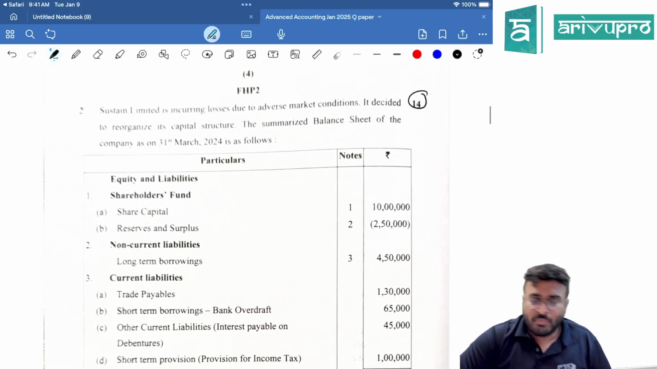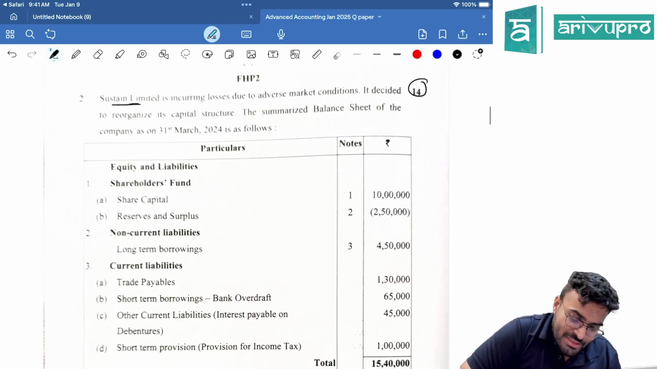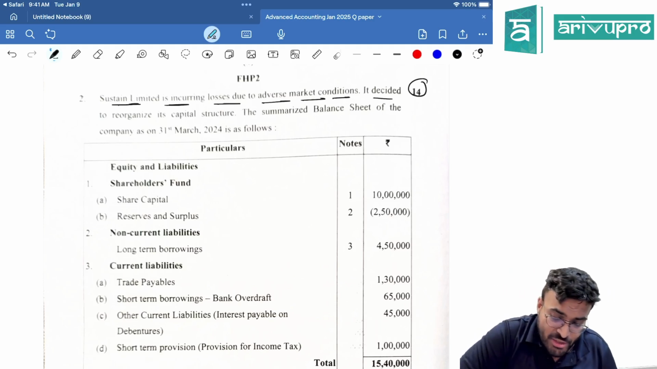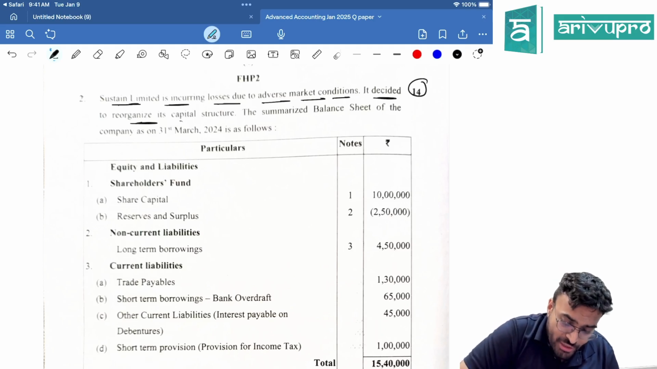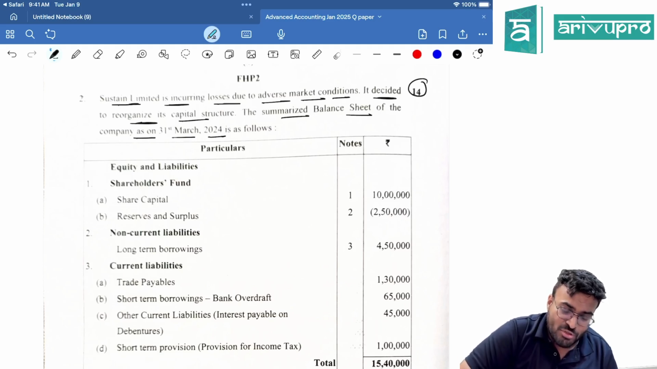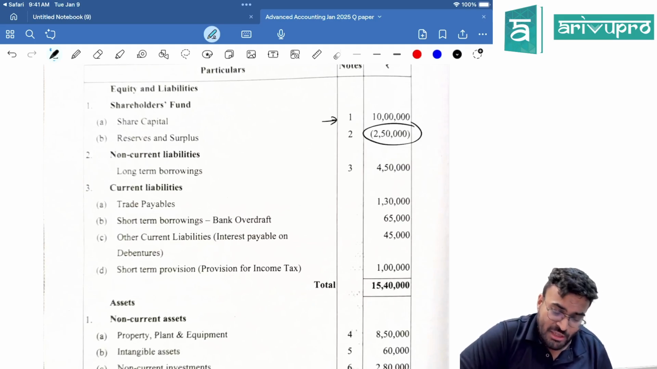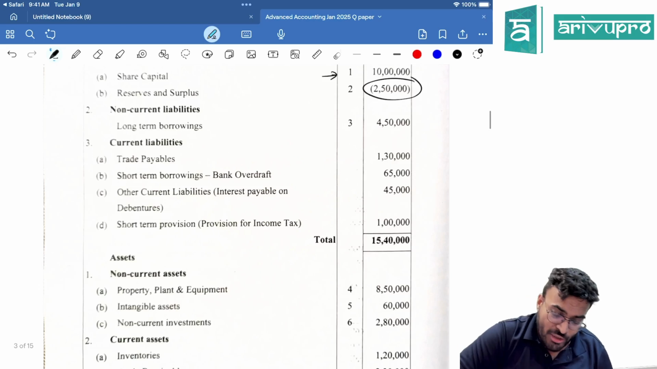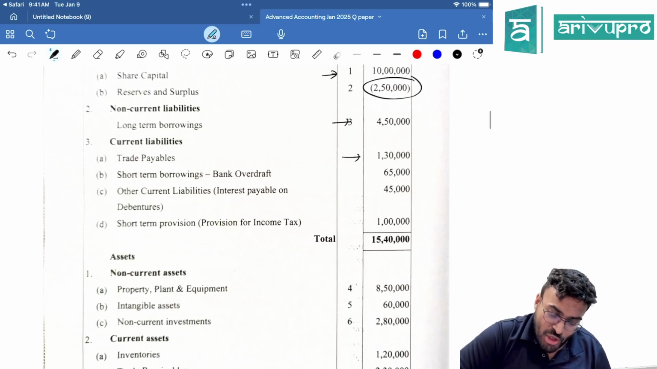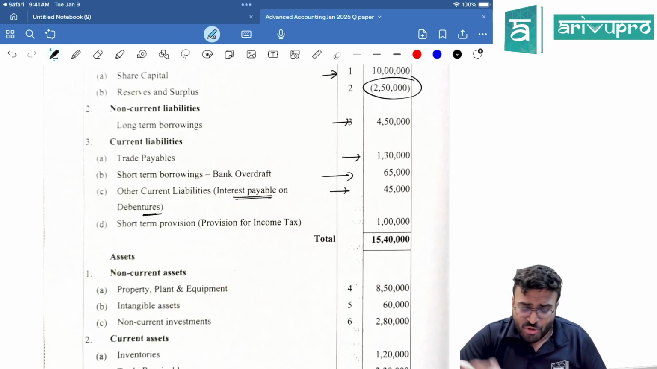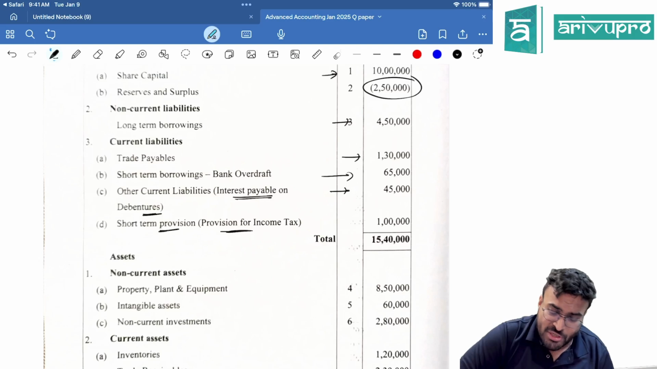14-mark question. Sustain Limited is incurring loss due to adverse market conditions. Looks like they are leading to internal reconstruction. It decided to reorganize its capital structure. Summarized balance sheet of the company as on 31st March 2024 is as follows. They have given the balance sheet. You can see the share capital. You can see the loss sitting over here. Long-term borrowings, trade payable, short-term borrowing, bank OD, other current liabilities, interest payable on the debentures, outstanding interest, short-term provision from income tax.